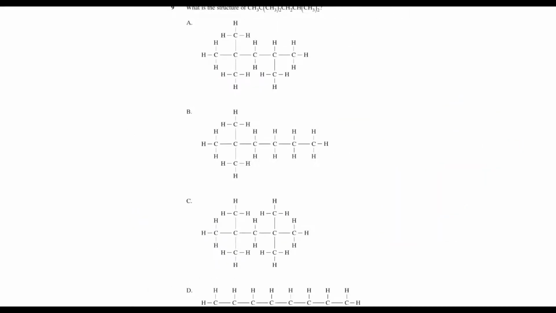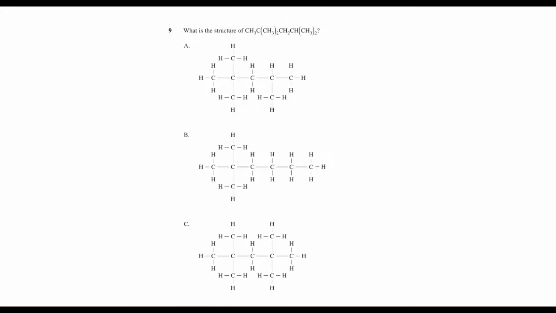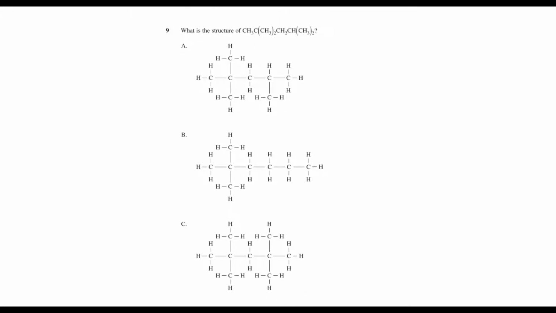The next page has question 9. It has 4 structural formulas and asks, what is the structure of this chemical, which is presented in a linear compact structural chemical formula. To answer this, we do something similar to last time, and just draw out the formula and find which option it matches to, or at least eliminate options along the way.